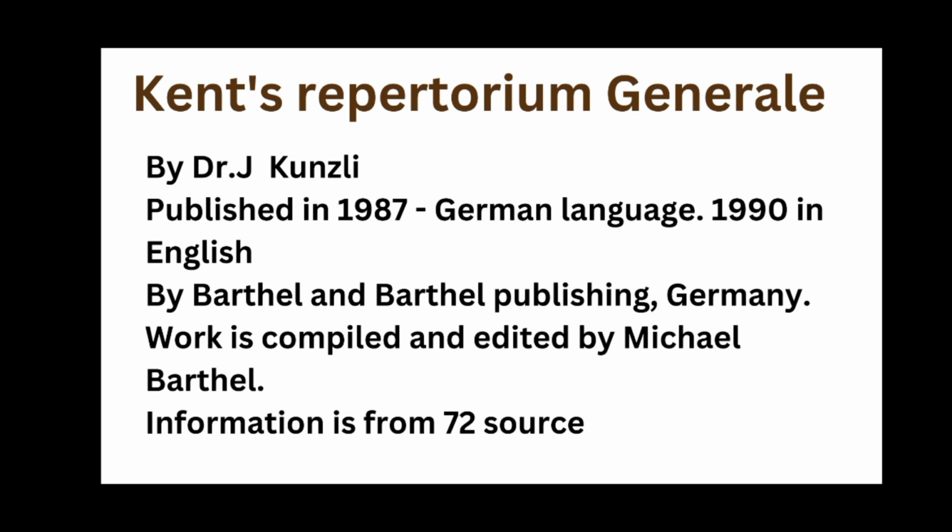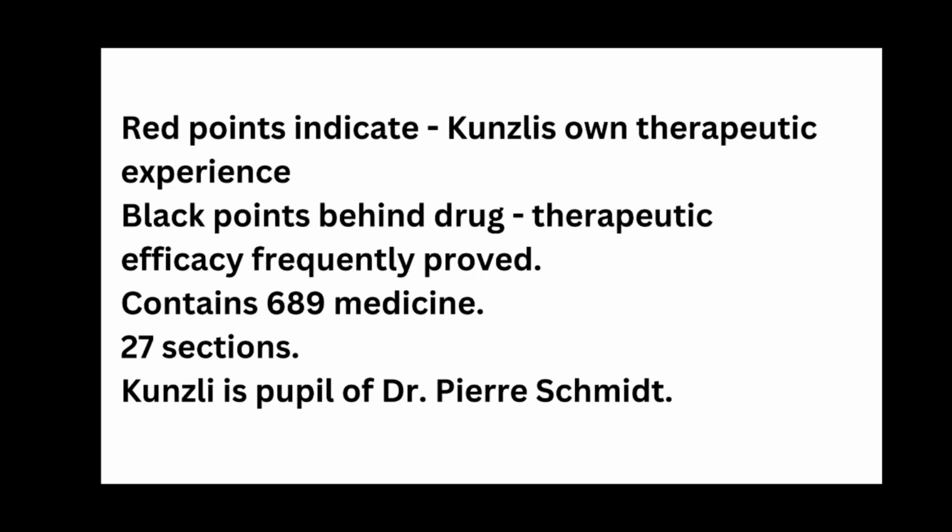It is published in 2 languages, first in German language at 1987 and then in English language in 1990. So there are some points, like red points, it indicates Kunjli's own therapeutic experience. Black points behind the drug, it indicates therapeutic efficacy that is frequently proved. So 2 points are added in this repertory, red points and black points. It contains total 689 medicines and it also contains 27 sections. Kunjli is a pupil of Dr. Pierre Smith.